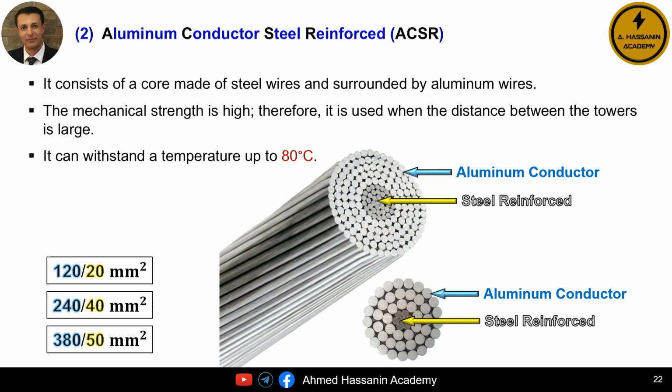As mentioned earlier, when the mechanical strength of the conductor is high, it can withstand greater mechanical tension caused by its own weight, especially over long spans between towers. An important point to note is that this type of conductor can withstand temperatures up to 80 degrees Celsius, and if the conductor's temperature exceeds this limit, its mechanical properties will begin to change and deteriorate.